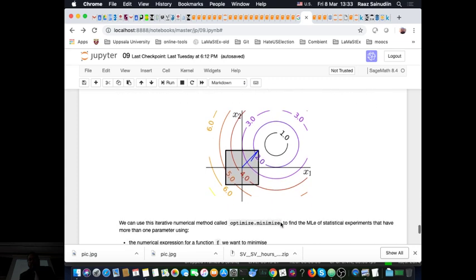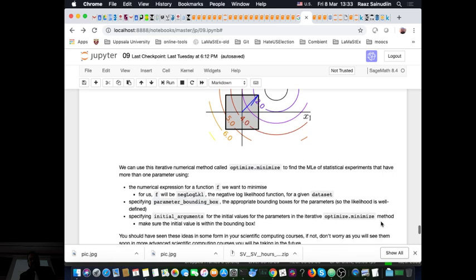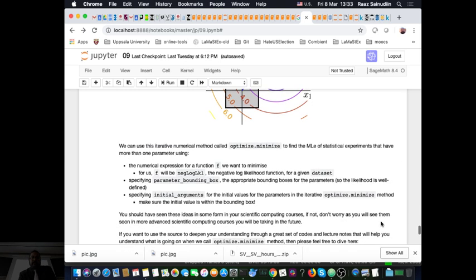If you chase these links, you'll drop into as much detail as you want, all the way down to the C and Fortran codes. So you can use this iterative numerical method to find MLEs. I put this lowercase e because everything is now an estimate, based on the sample itself.